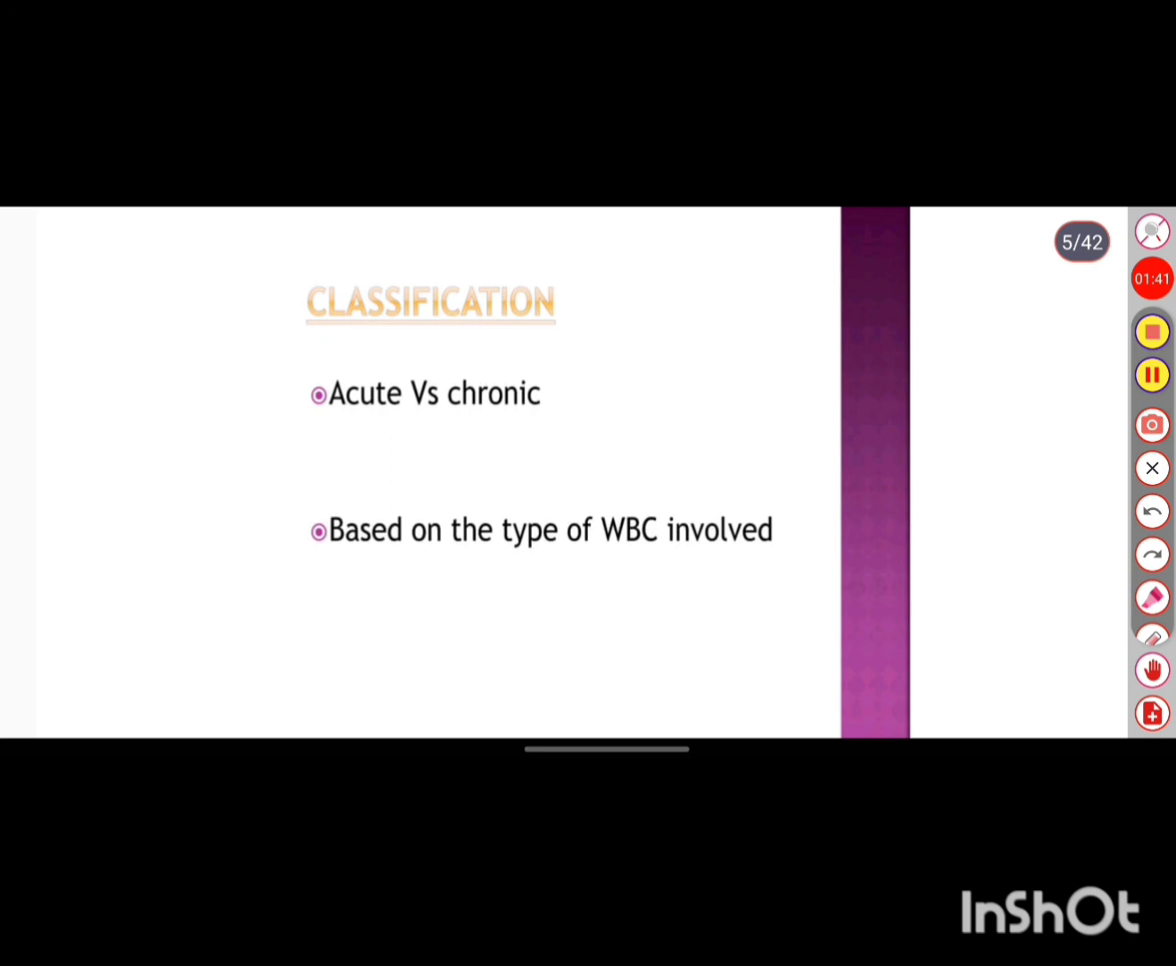As you have seen in the questions, they have asked for the classification of leukemia. Leukemia is usually classified into acute and chronic, and it is also classified on the basis of which type of cells are involved.